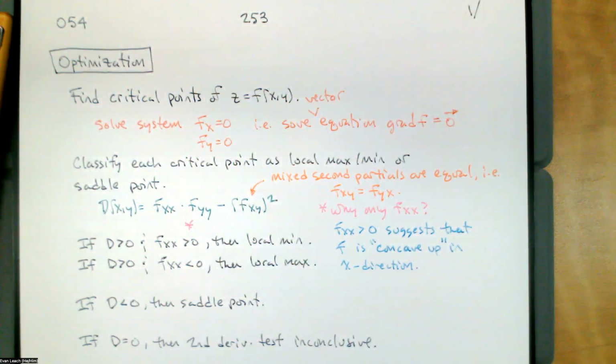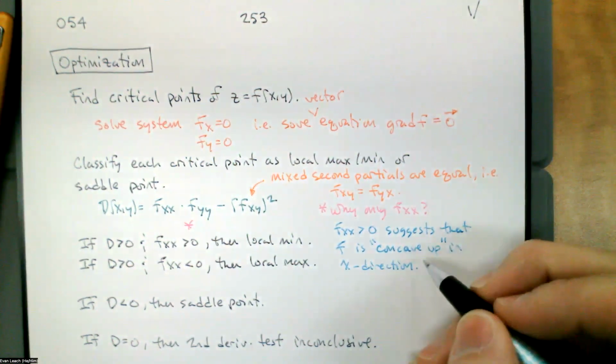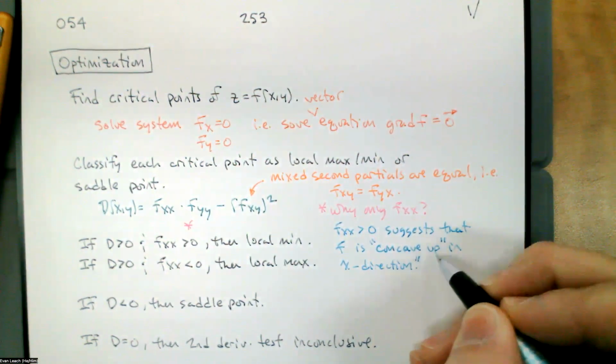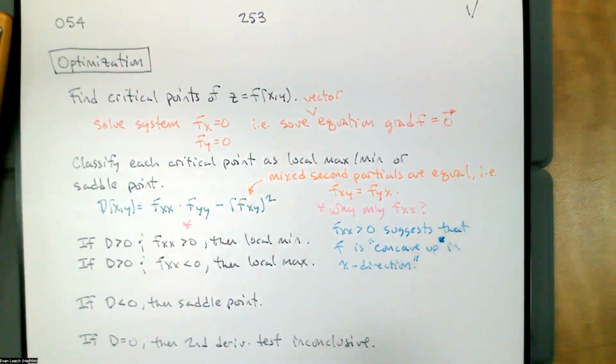Since the second derivative is positive, that suggests that as we're going along in the x direction, it's bottoming out. We have concave up. It's a little bit weird to say it this way because we have other things going around, because we have x's and we have changes in y. But fxx positive suggests that f is concave up in the x direction. Actually, this whole thing is fishy, so I'm going to put quotes around the whole thing, "concave up in the x direction."